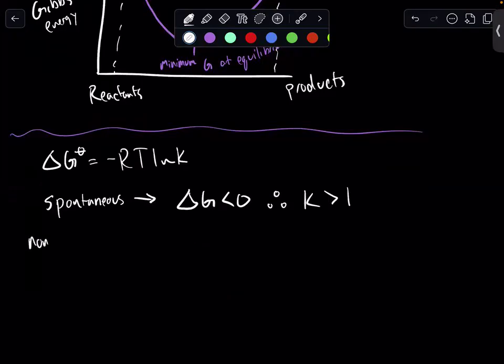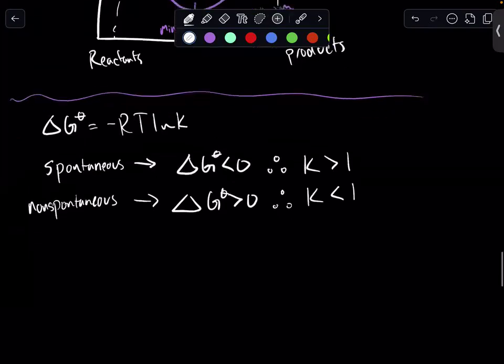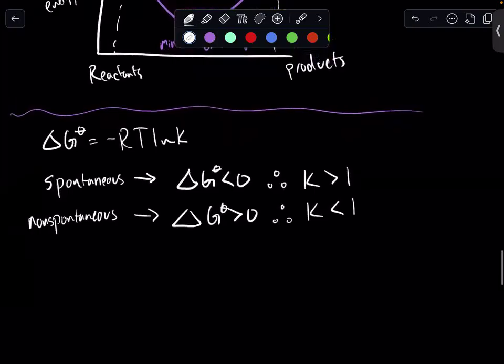A reaction that is non-spontaneous will have a delta G, and these should be standard values, that is greater than 0. Therefore, our K value will be less than 1. So we can relate our Gibbs energy change along with our equilibrium constant. As one goes up, the other is going to naturally go down. K will never be less than 0, or actually it will never be 0 either, but it will likely be a very low number to a very high negative exponent.